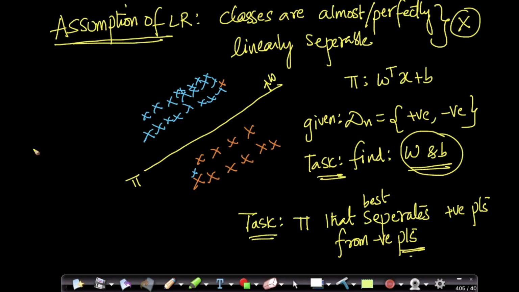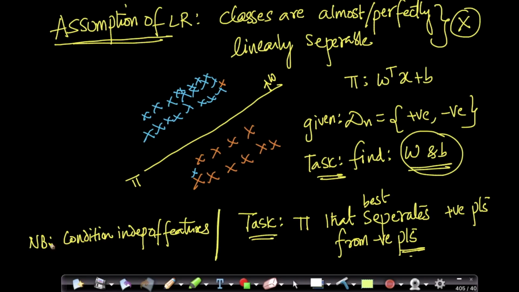Remember, what was the assumption in your naive Bayes? Your assumption in naive Bayes was conditional independence of features, right? So every model makes some assumptions. K nearest neighbor, what is the assumption? That the neighborhood of a point is the same as the point. Okay, so every model makes some assumptions. Logistic regression makes an assumption that your data is almost linearly separable.